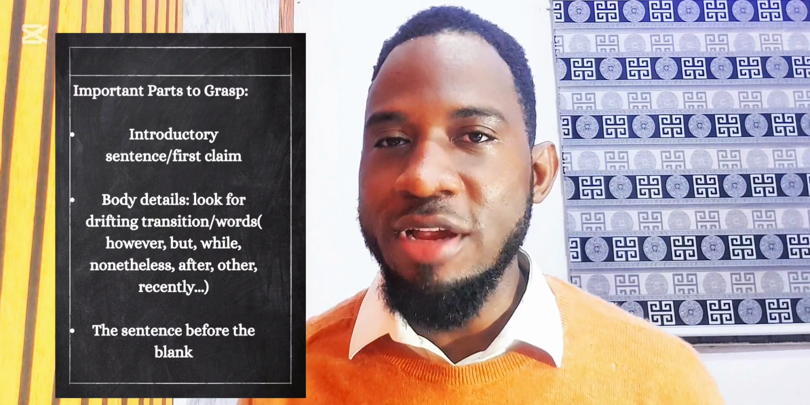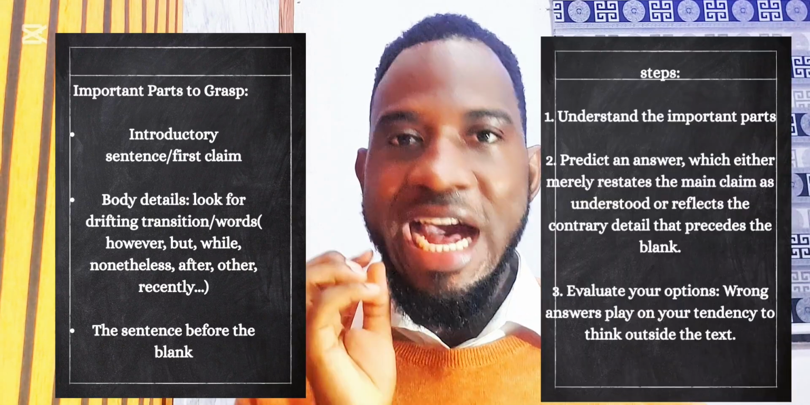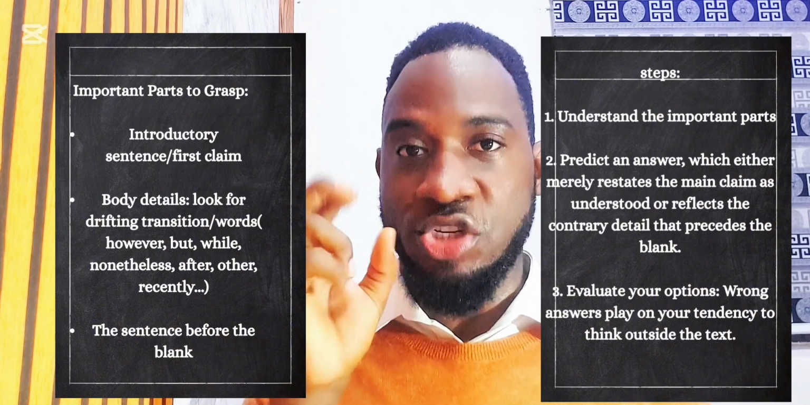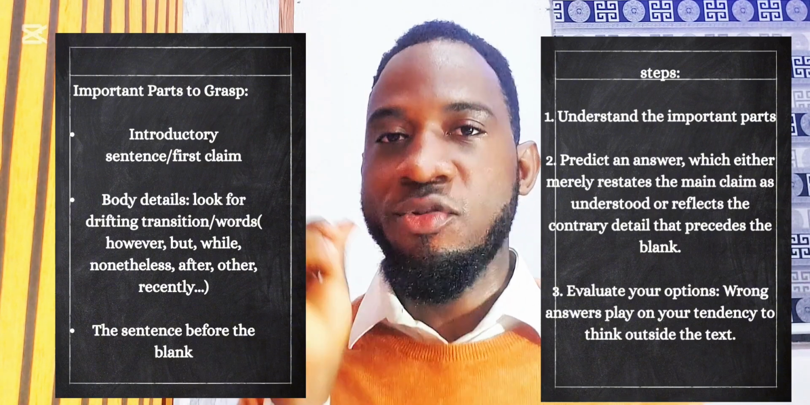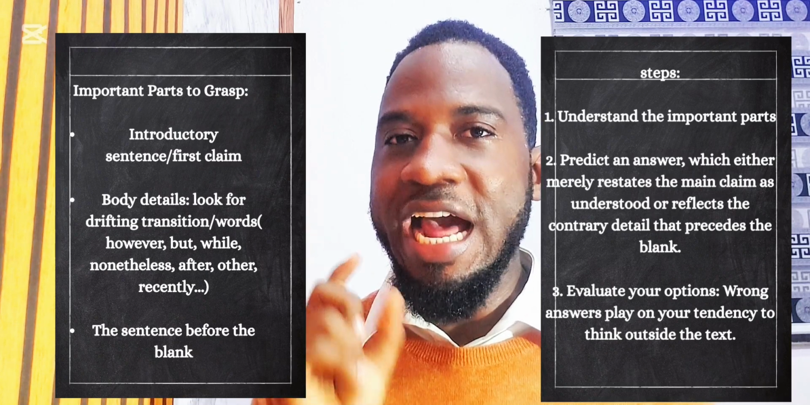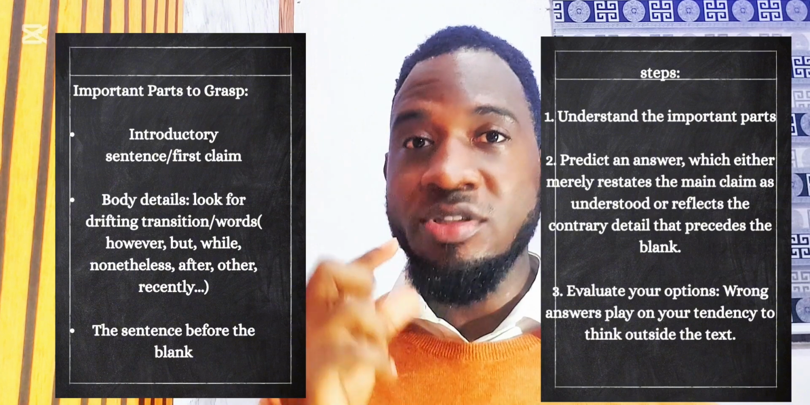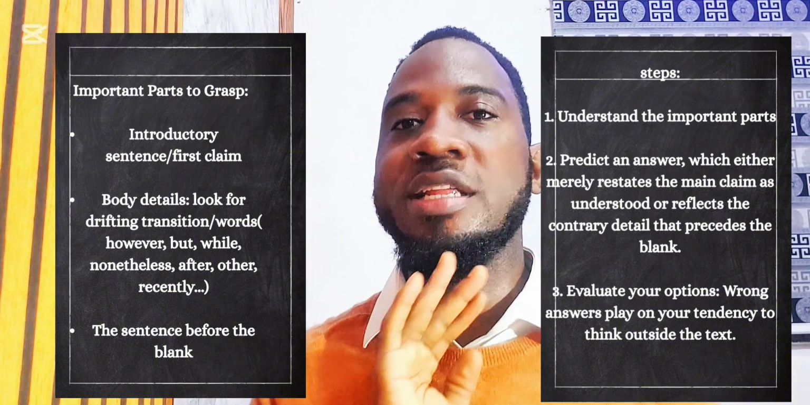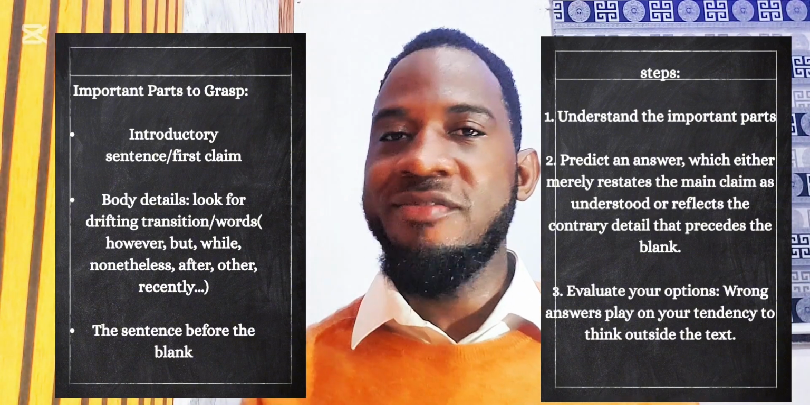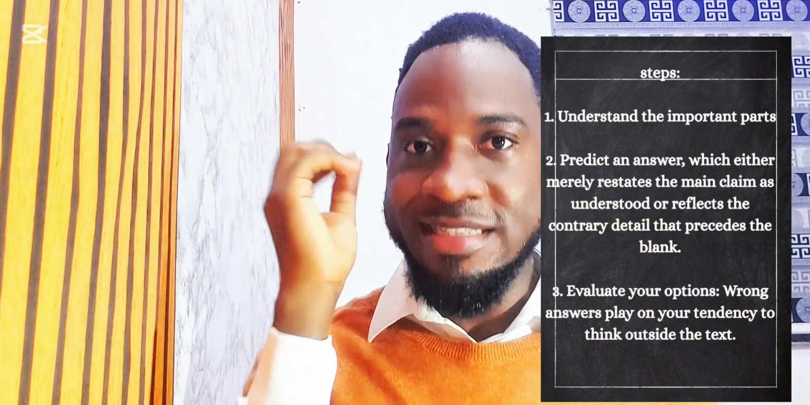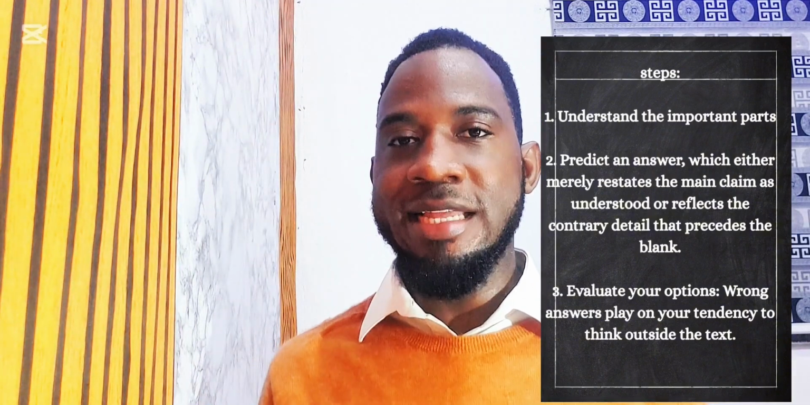Then you move right into evaluating your options. That is, of course, after you must have predicted what the answer should look like. Having read these particular portions I just mentioned, you have to have an idea what the answer should look like. And your prediction about the answer should not be so far-fetched. Be careful about thinking a lot outside what the text has stated, and you will be safe. Then of course evaluate your options and choose the option that matches your prediction, which could be represented where? In the introductory sentence, the first claim, or the last sentence preceding the blank.